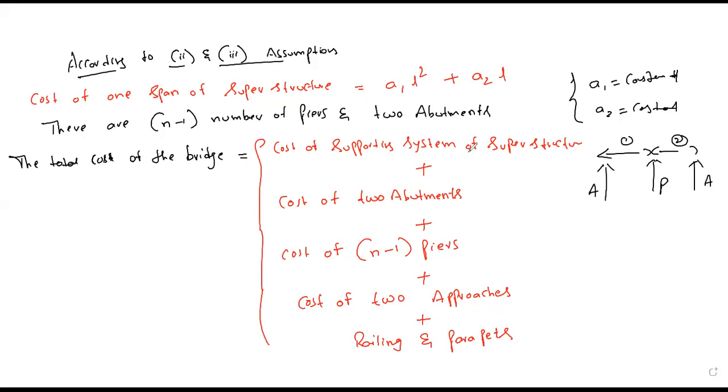So this all will give the total cost of the bridge. Cost of supporting system of superstructure, plus cost of 2 abutments, plus cost of n minus 1 piers. Okay. Plus cost of 2 approaches plus railing and parapets. Okay. So this is what the total cost of the bridge is. Okay. Now let's start all these with a clear derivation.